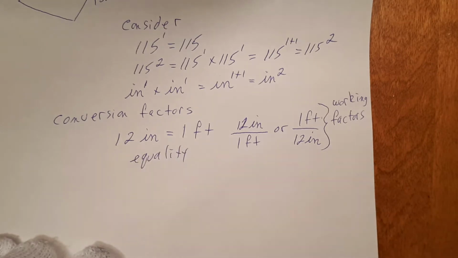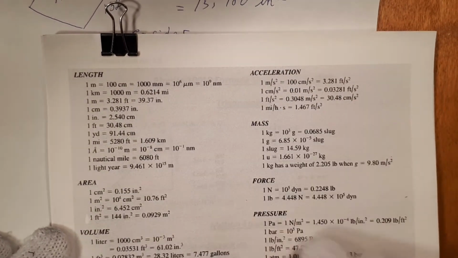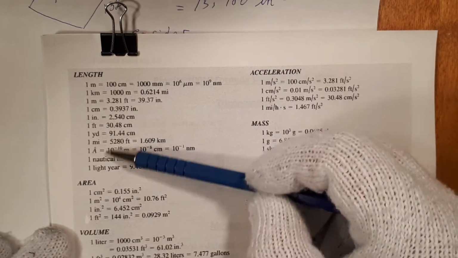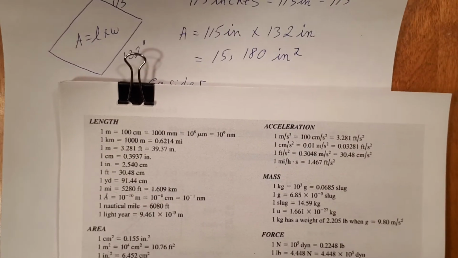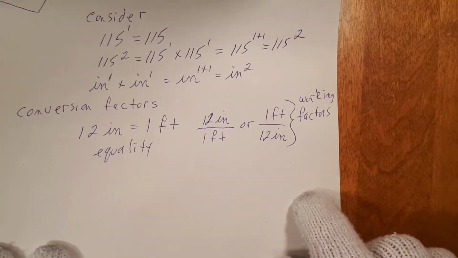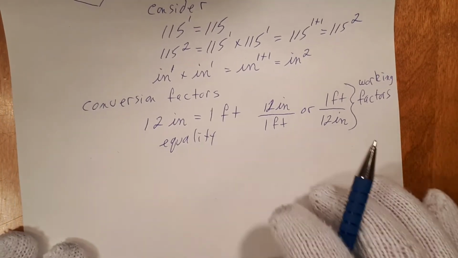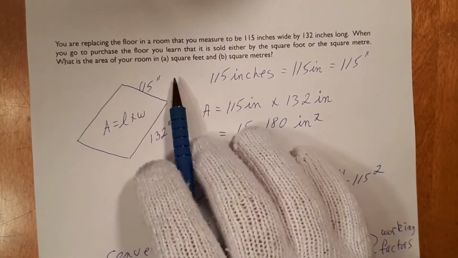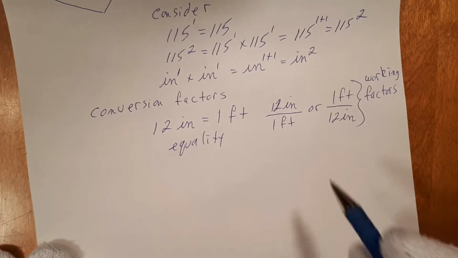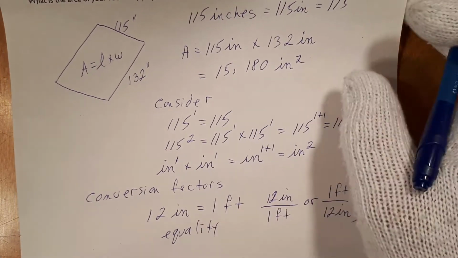And conversion factors, they come from a chart. Here it is. And they're all given to you here as equations or equalities. Our task is to change these equalities into working factors, such as this one right here, so we can use them. And I'm going to carry on. We need to find the area. I'm going to go with the area in square feet first. Let's find the area in square feet. So we need to convert 15,180 square inches into square feet.